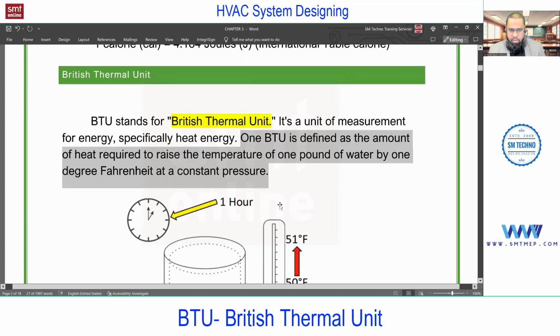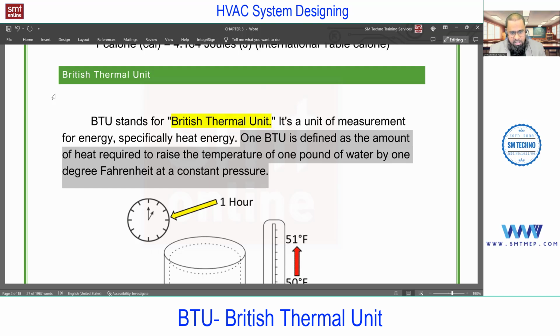So what do you think? Is BTU a large amount of heat or a limited amount? You see, 1 pound of water is roughly half a kg. In terms of pounds, 1 kg is what? 2.2 pounds. So I can say half a liter of water is about 1 pound.